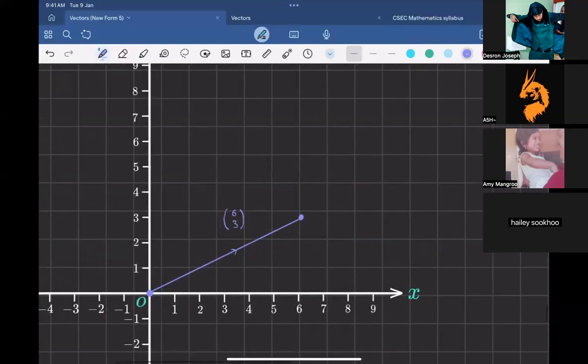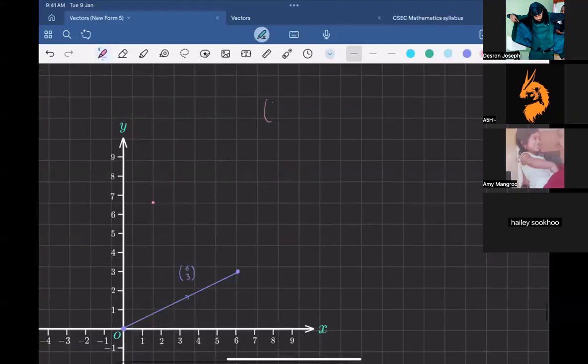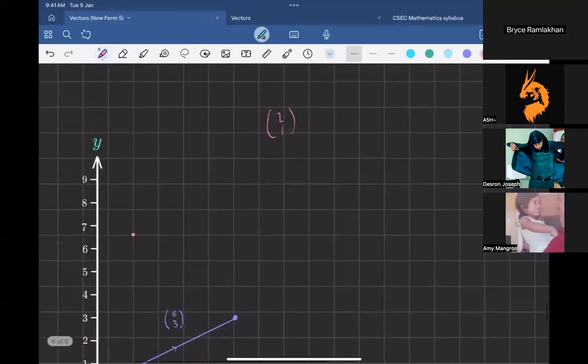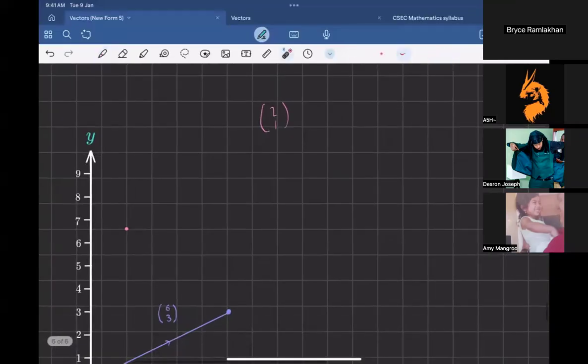It's a displacement vector. Let me just say it starts over here, so I'm starting over here now, and my vector was 2-1. If it's 2-1, what does that mean again? You're going 2 to the right and 1 up.